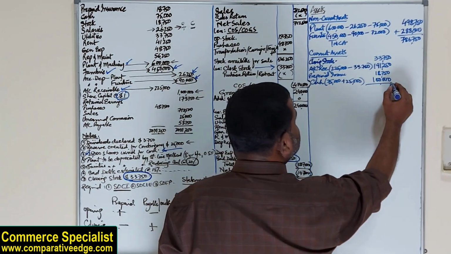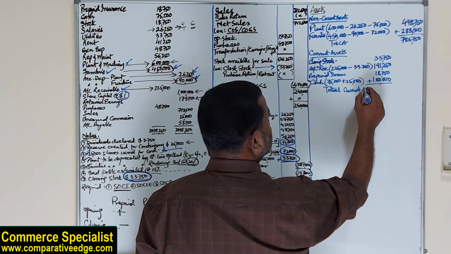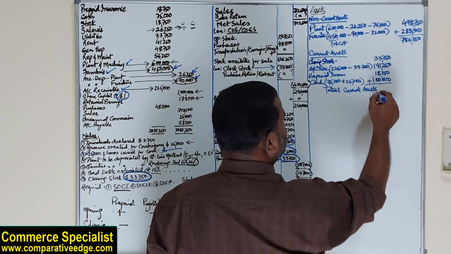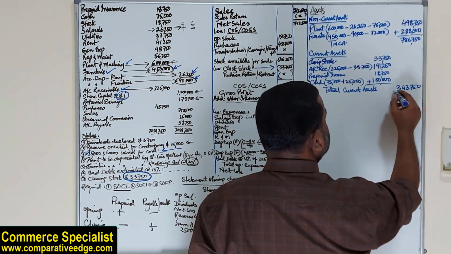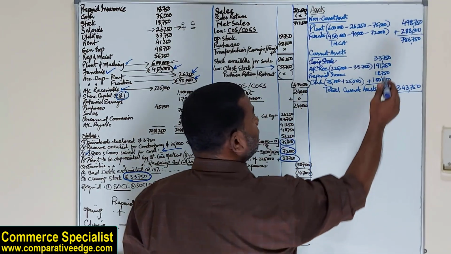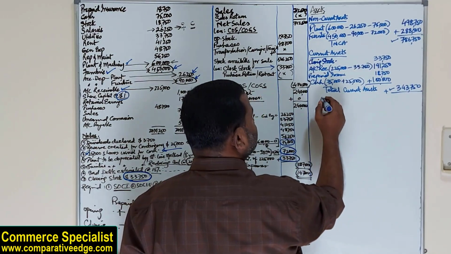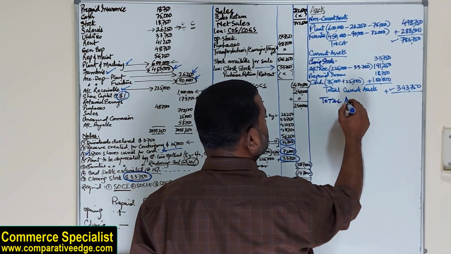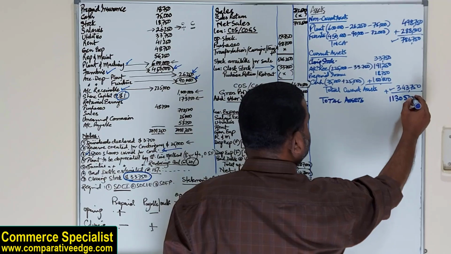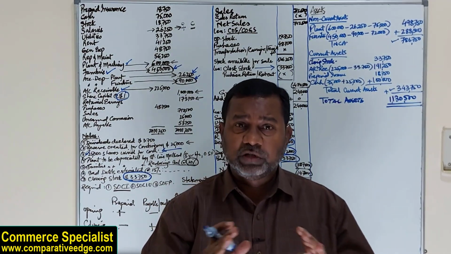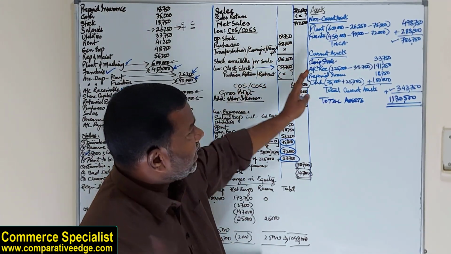Now you add all these, you will get total current assets, and that will be 343,750. Then you take your total non-current assets and total current assets, add them up, you will get total assets, which will be 1,130,500. Guys, the first part of the statement of financial position is done, where I have taken all the non-current assets, all the current assets, and I've added them up.